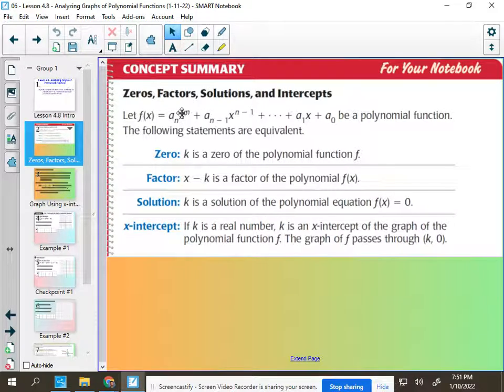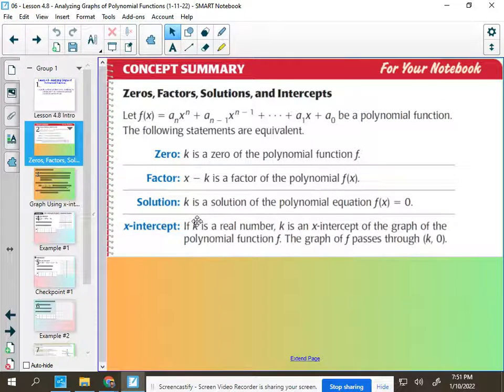I guess I shouldn't say usually, but a lot of times we will factor this, write it as factors, x minus whatever, to find your solution. And then a lot of times we end up using those solutions, those factors, those zeros to make graphs, because those are points on our graph as x-intercepts. So hopefully that makes sense.